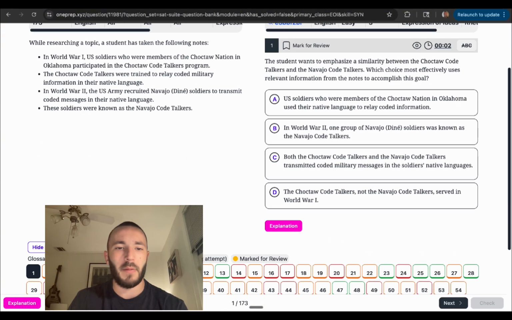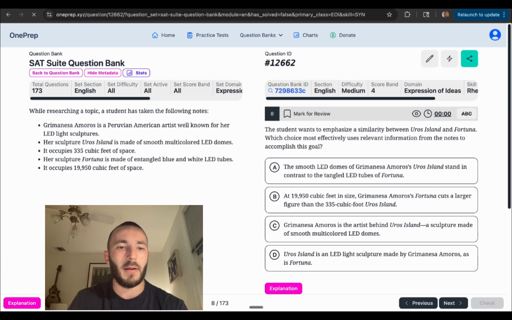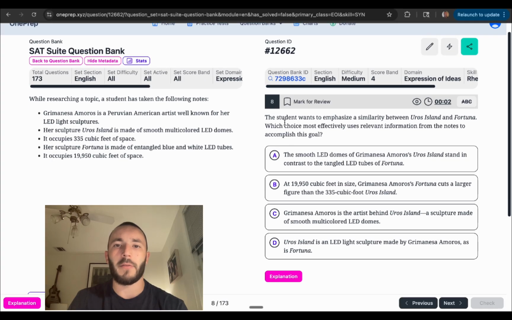Next, let's skip ahead to something harder. Is 8 gonna be hard? That's medium. Okay, let's try this. The student wants to emphasize a similarity between Uros and Fortuna. Okay, I have no idea what these things are, but we're looking for a similarity. The smooth LED domes of this thing stand in contrast. Okay, contrast is not similar to blah, blah, blah. Okay, that's definitely not right. At this size, 19,950, whatever, cuts a larger figure than the other one. Okay, larger figure, not really a similarity.